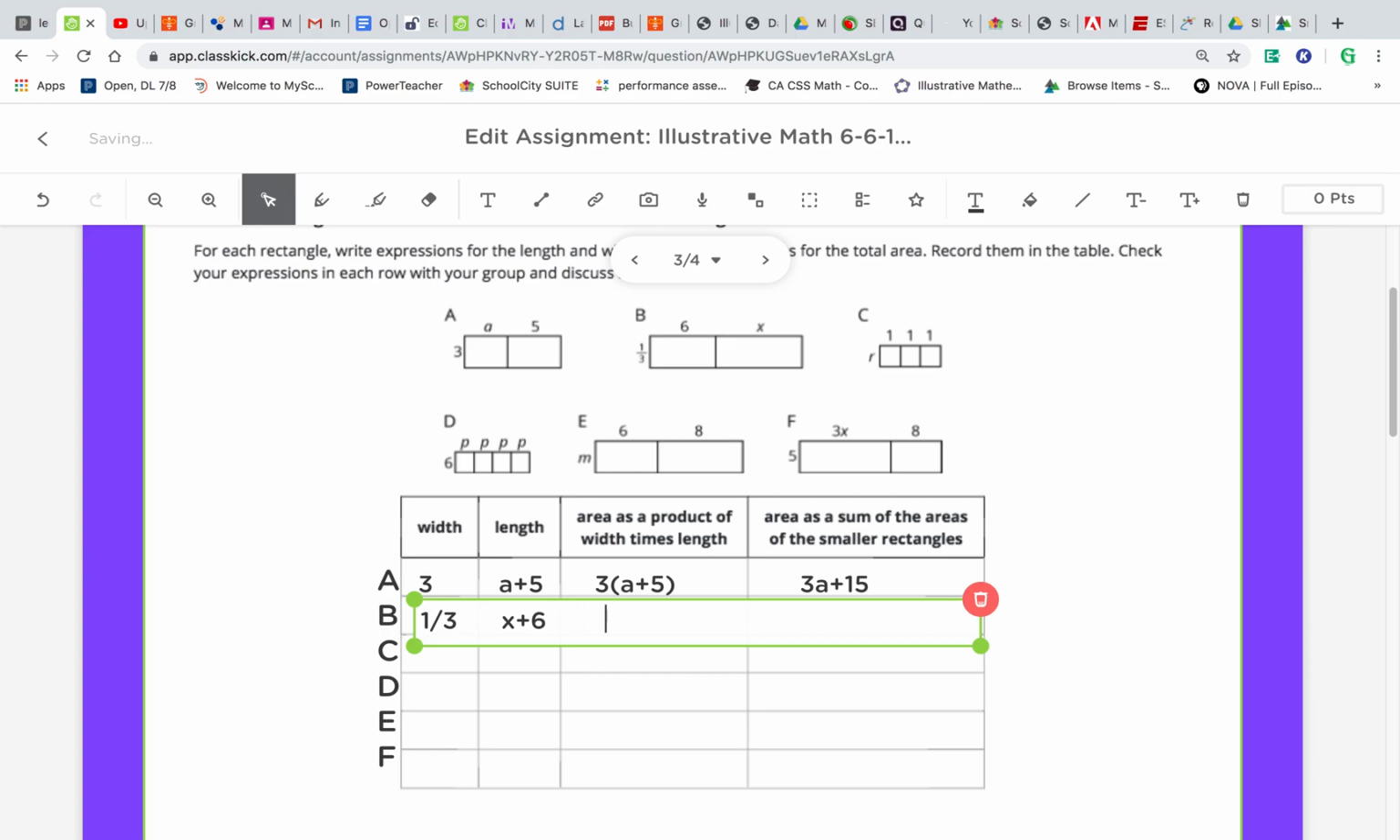I like to list the variable first, but if you want to put 6 plus x, that's totally fine. And then for the area as a product of width times length, we're going to take the width, that's 1/3, and we're going to multiply it times the length, which is x plus 6.